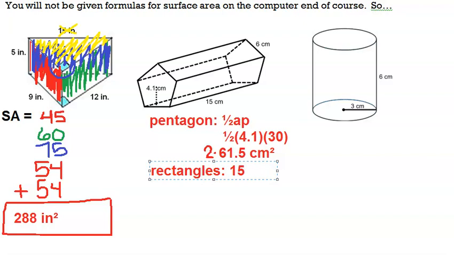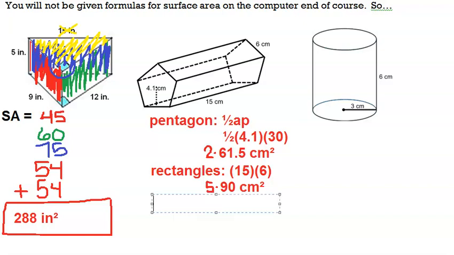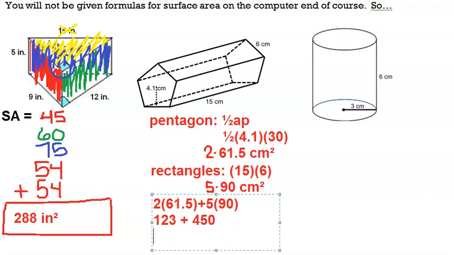Those are going to be 15 times 6, and that would be 90 centimeters squared. Now, here's the catch. There are 5 of those. So when it's all said and done, you're going to take the pentagon area and multiply it by 2, and then you're going to take the rectangular area and multiply it by 5. So you end up getting 123 plus 450, which would be 573 centimeters squared. So you have to take every single last face that you can come up with and figure it out.